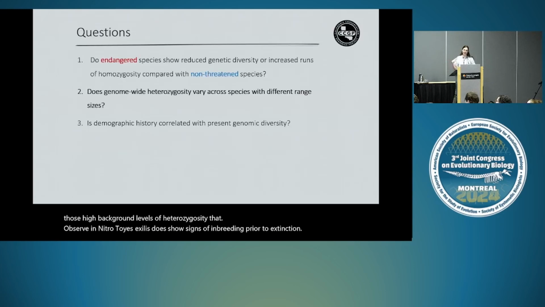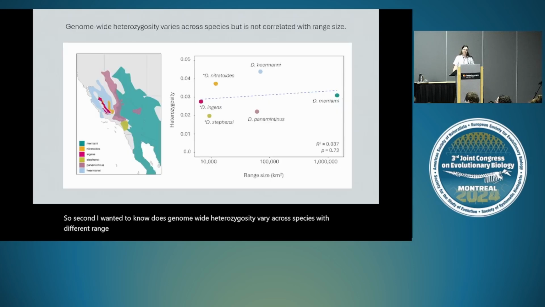Second, I wanted to know, does genome-wide heterozygosity vary across species with different range sizes? Sometimes we use range size as a proxy for census population size, and we might expect that species with larger ranges and larger census population sizes have higher genetic diversity. However, as I'm showing here, we don't really see a correlation between range size and heterozygosity.